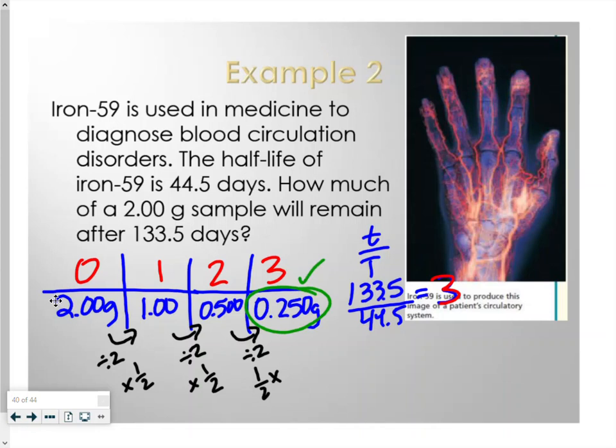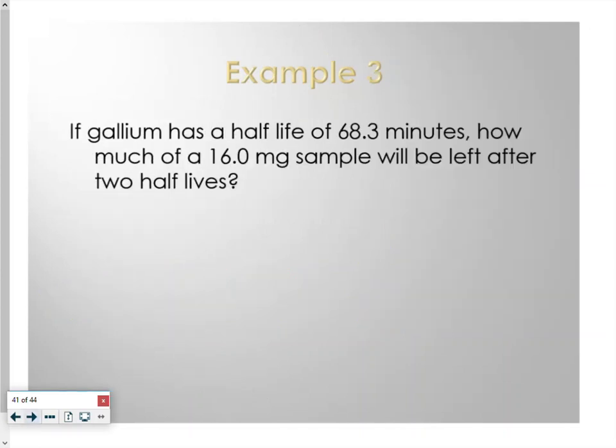So that's one way they can present it for you. They can give you the original amount or the starting mass, both the half-life time and the total time, and you have to find the ending mass, or what will remain after the number of half-lives. In this case, it was 3. So let's look at the next one.